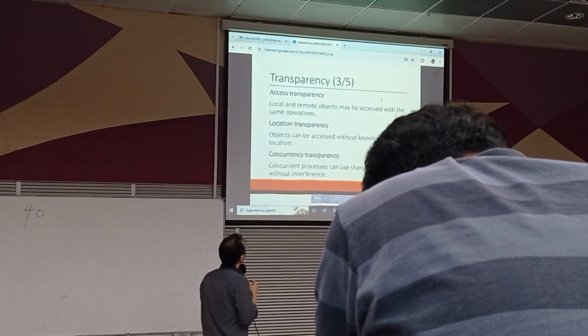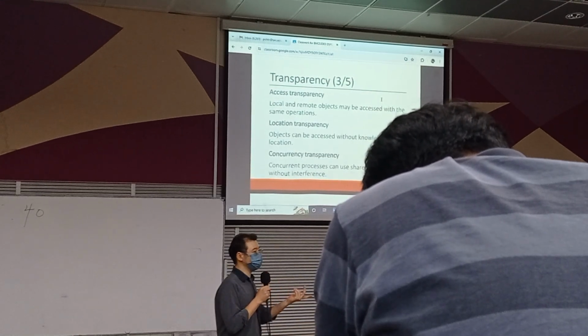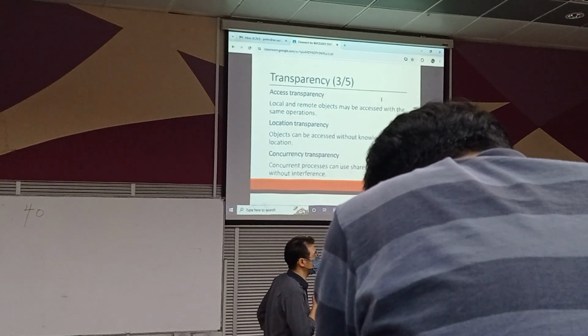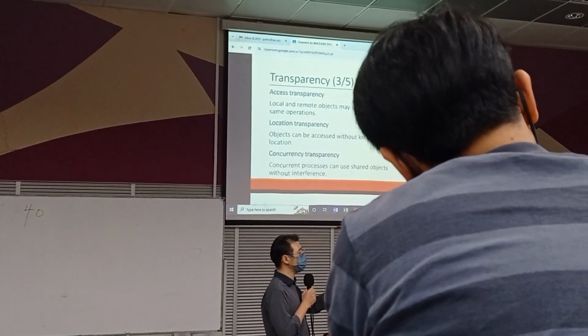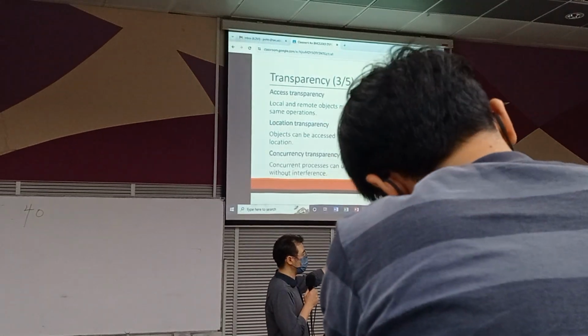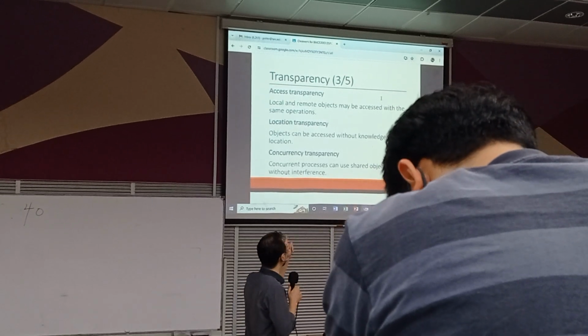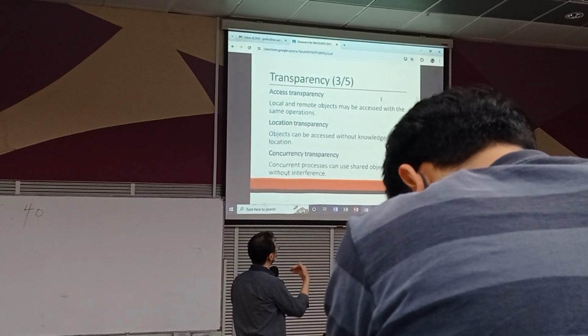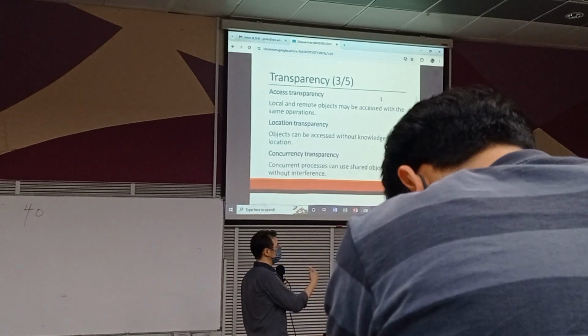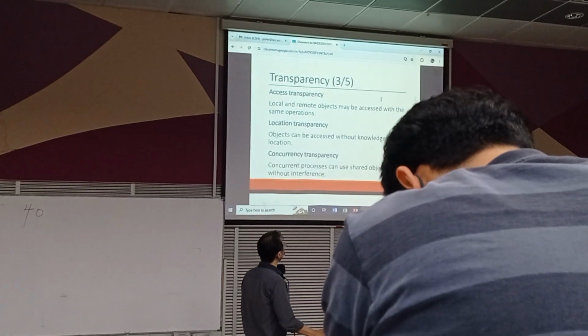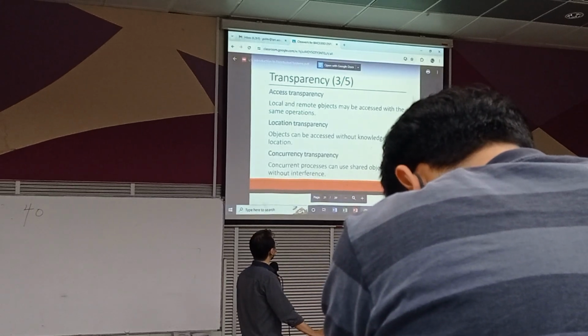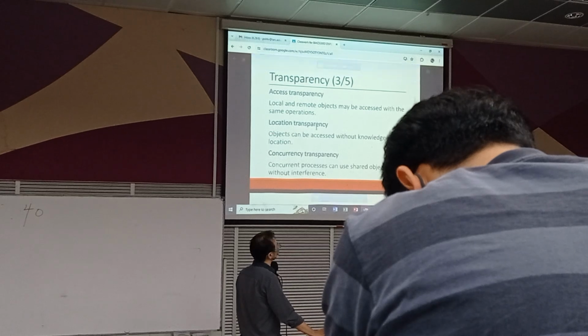So the transparency that I touched on just now is access transparency. For example, I access Microsoft.com. I do not need to know whether I'm accessing the American headquarter server or the Malaysian headquarter. This is done by the system. It moves my request to the appropriate server according to my location. So that is access transparency, or location transparency as well.